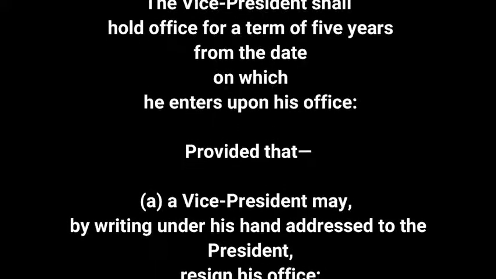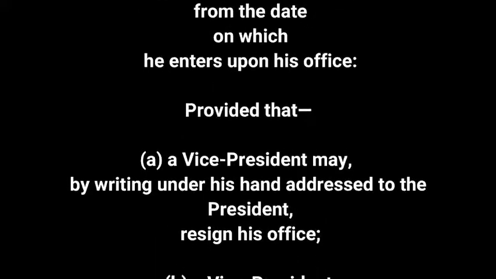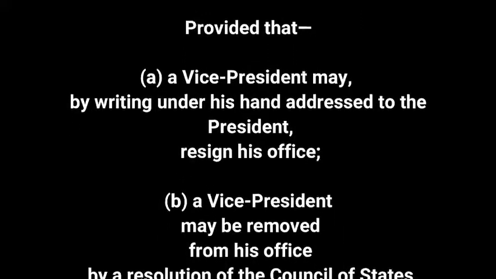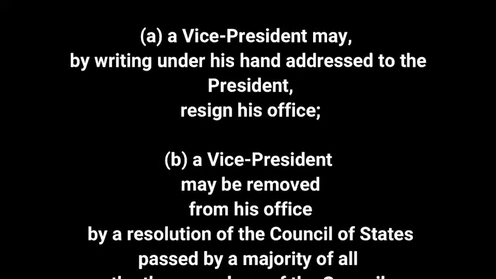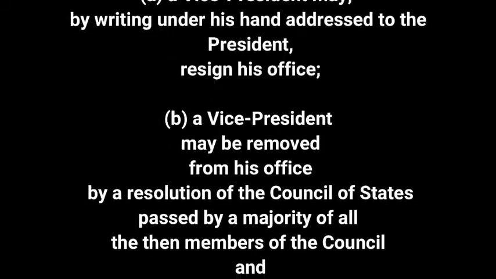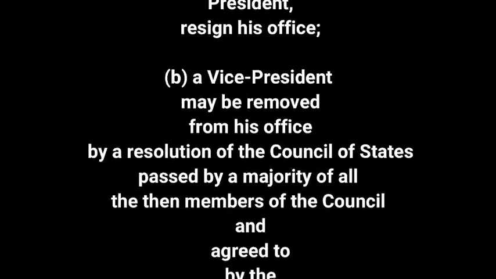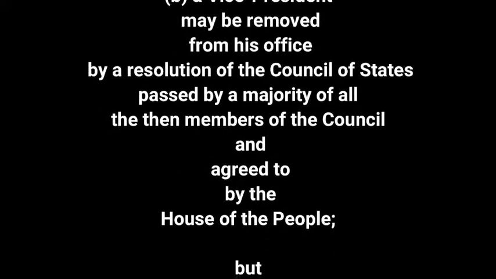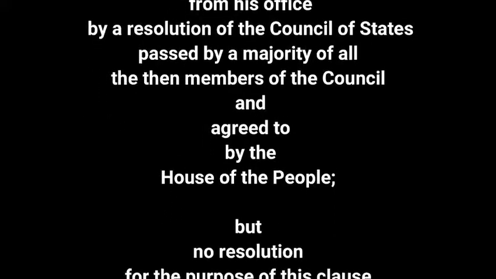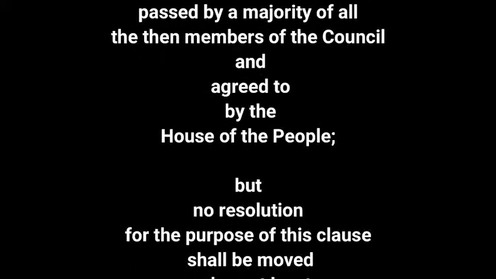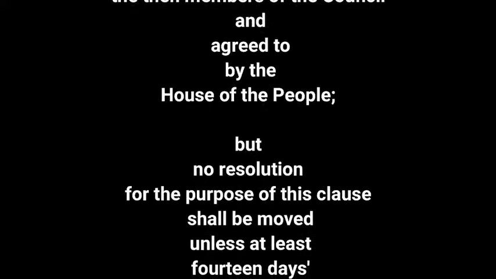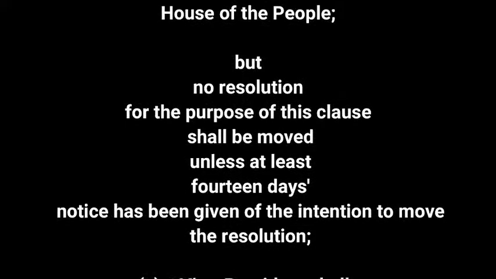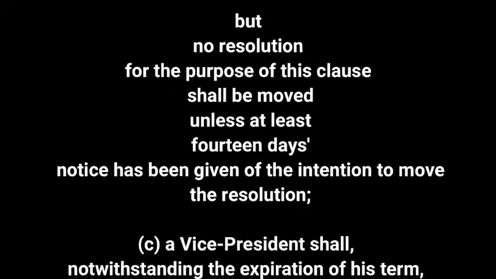A. a Vice President may, by writing under his hand addressed to the President, resign his office. B. A Vice President may be removed from his office by a resolution of the Council of States, passed by a majority of all the then members of the Council, and agreed to by the House of the People. But no resolution for the purpose of this clause shall be moved, unless at least 14 days' notice has been given of the intention to move the resolution.